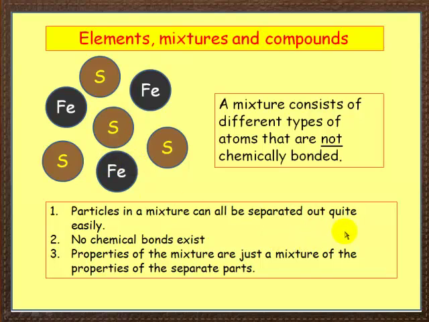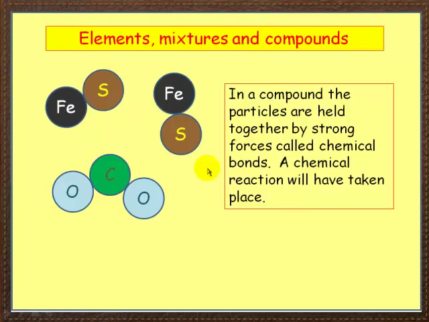How does that compare to a compound? Well, in a compound, the particles are held together very strongly by forces called chemical bonds. And to make this, a chemical reaction would have taken place. So for example, in the case of iron sulfide, we would have heated this, and the heat would have provided enough energy to form a bond between these two. Similarly here, and here is carbon dioxide. Carbon dioxide is carbon bonded to two oxygens.